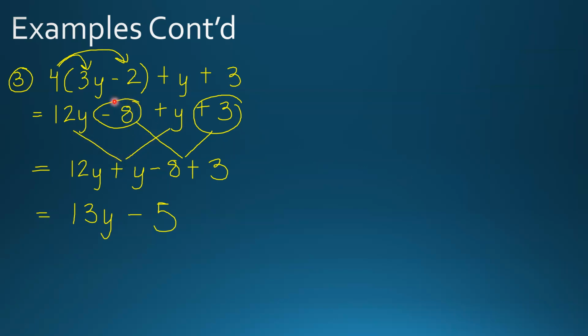And then the numbers, the negative 8 and the plus 3, I put them together. You understand that? Yes, sir, I get that. Then I do 12 plus y. This is actually 1y, by the way. So what is 12 plus 1? That's going to be what? 13. That's how we get 13y. Understand that? Yes, sir.